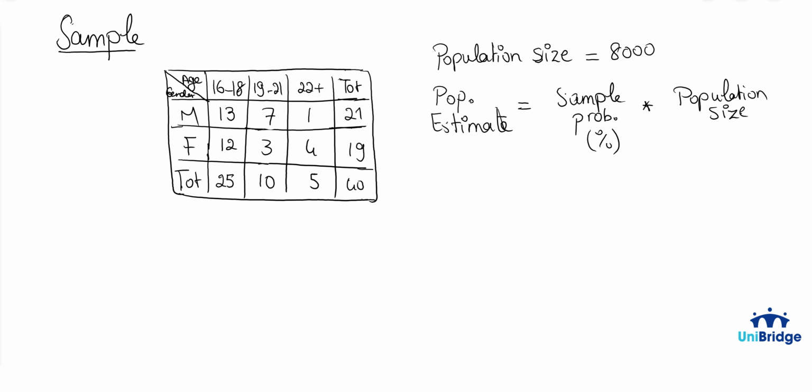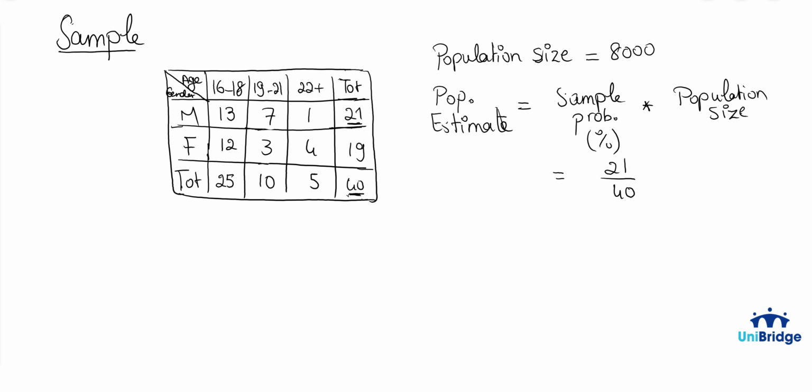So let's say I told you that I want to find the population of males in this university, how many males are in this university. So maybe if you have the population size to be 8,000, it's very time consuming to get the 8,000 and to count the males. But if you took a sample of 40, you can estimate the population of males by getting the probability inside the sample. So what is the probability that you have a male inside the sample? It's 21 out of 40.